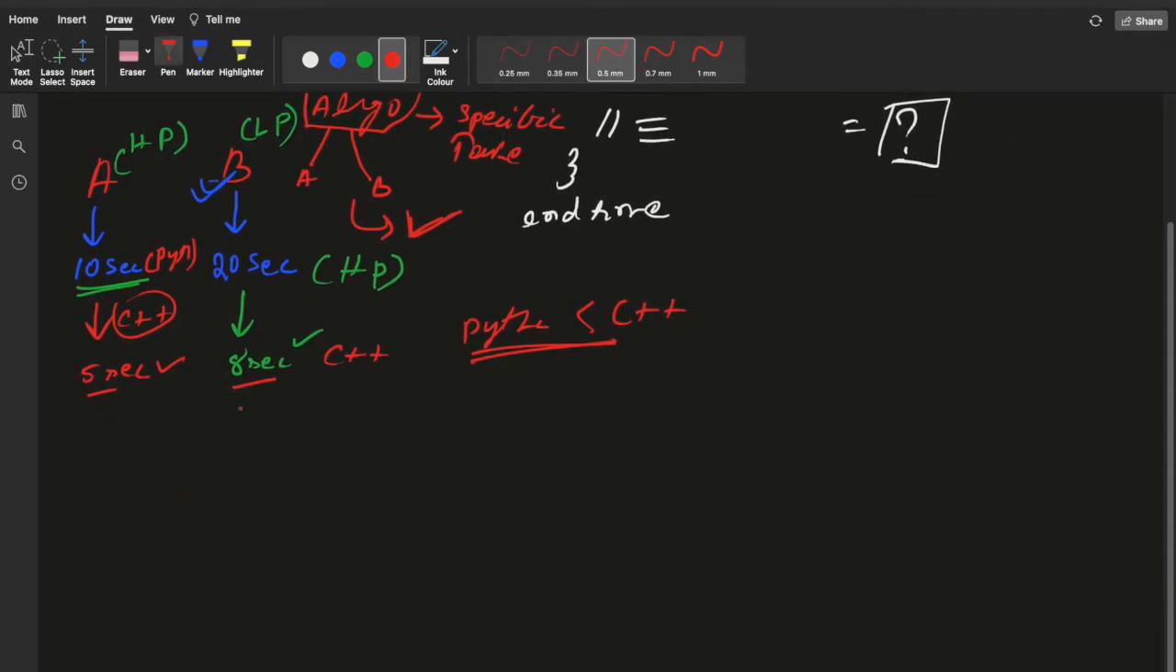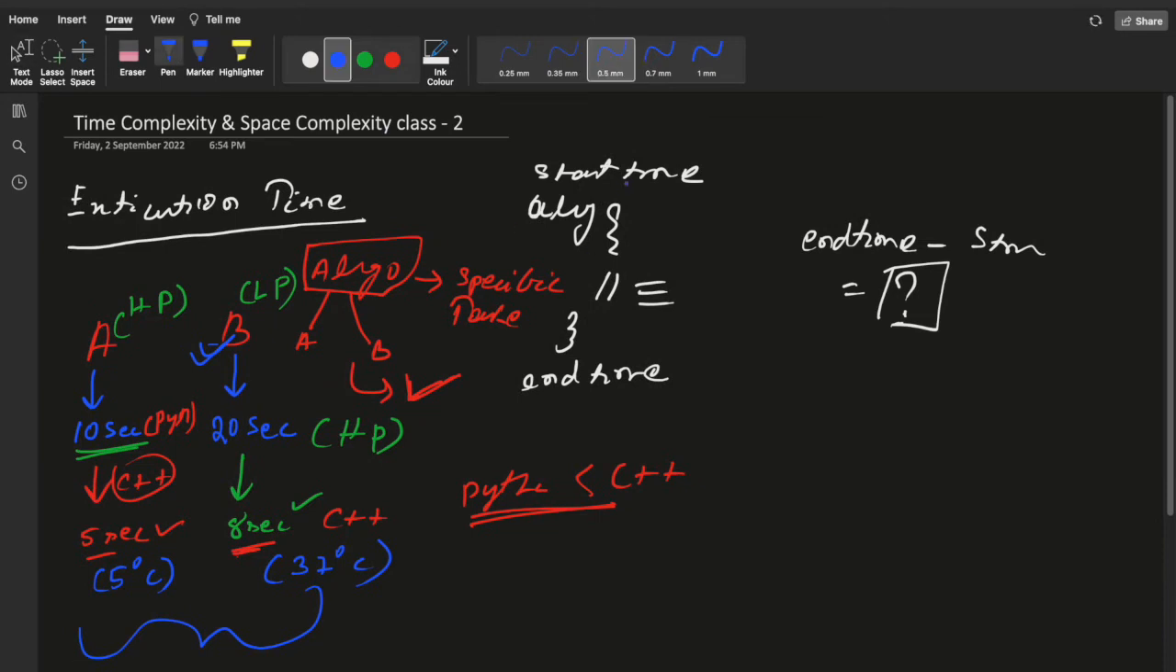Now B wonders why his algorithm is taking 8 seconds while A's takes 5 seconds. B found that A is running his algorithm in a very cool environment, at 5 degrees Celsius, while B is running his in a 37 degrees Celsius environment. Let's not extend this story. From this story, we conclude that the execution time is not dependent on the algorithm alone.